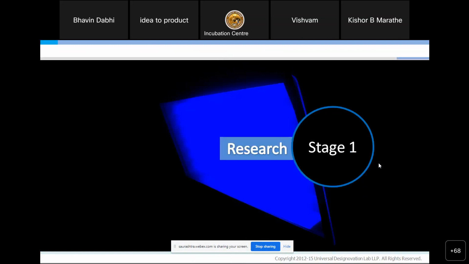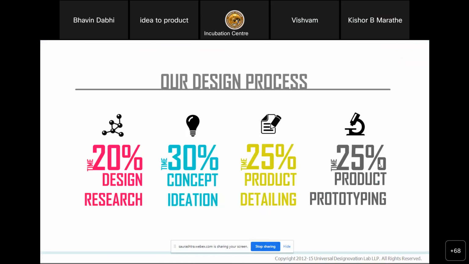As I said, the keywords are research, ideation, engineering and prototyping. The design process of any product can be divided into these, and the number will vary from product to product and person to person. In a nutshell, we can go with these: design research, concept ideation, product detailing, that is engineering, and product prototyping. Normally in India, every business is more focused on the last two segments, product engineering and prototyping. But we should always focus on design research.